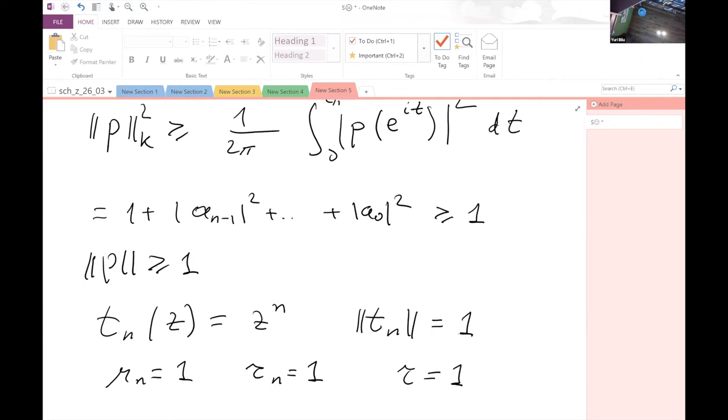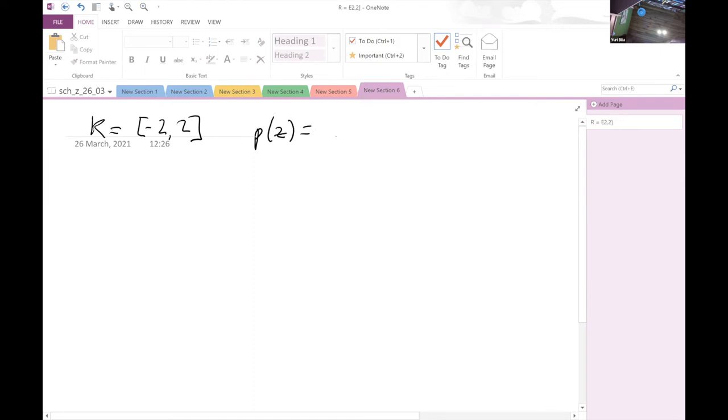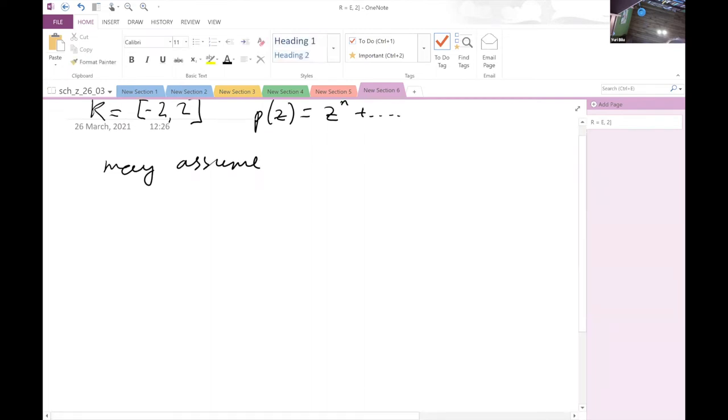Okay, with the interval, it's more or less the same, but slightly trickier. So if we take now K as the interval minus 2, 2, and we take P of z, again, some polynomial of degree n. Well, we may assume that the coefficients are real, because K is real, and if we have some imaginary coefficients, they may only increase the norm. So they cannot decrease the norm if we add some imaginary part. So we may assume that P of z has real coefficients.